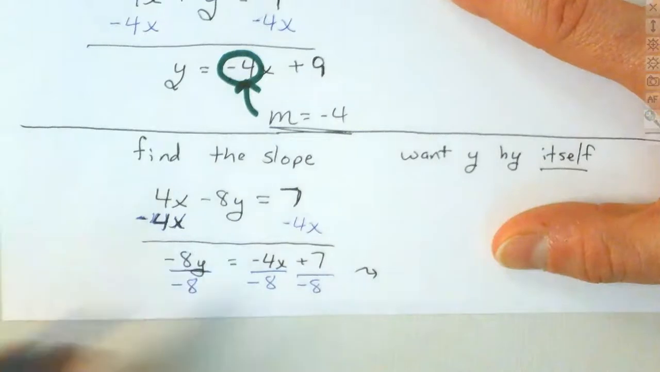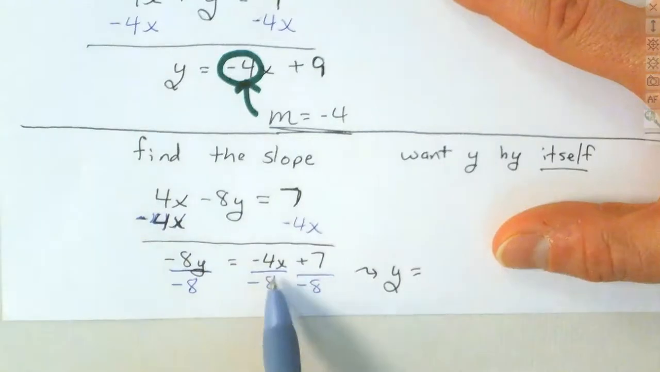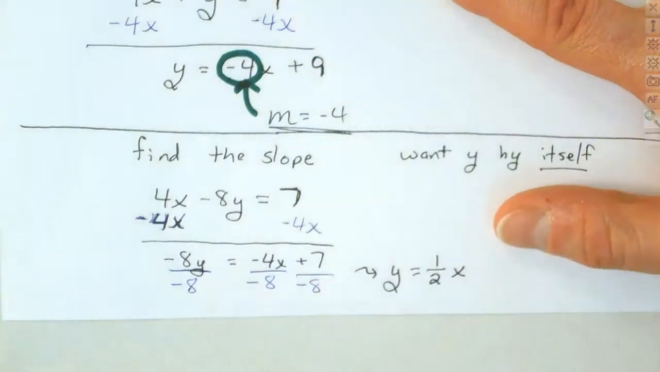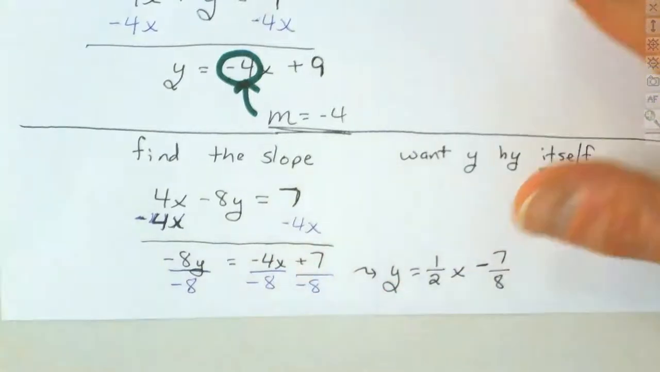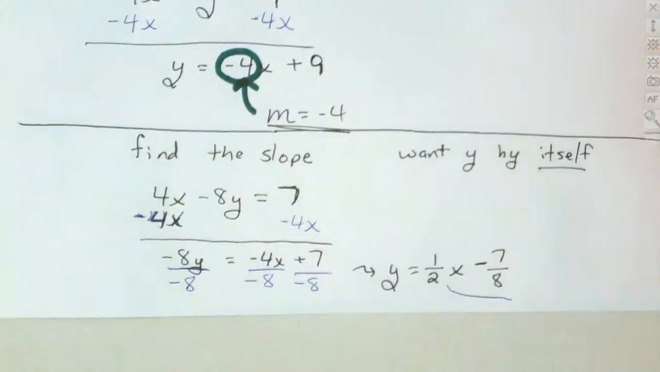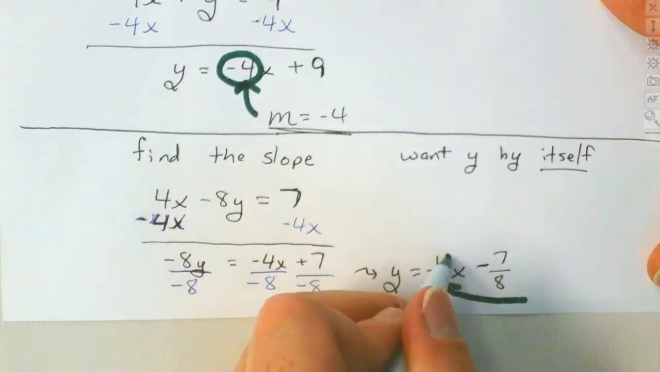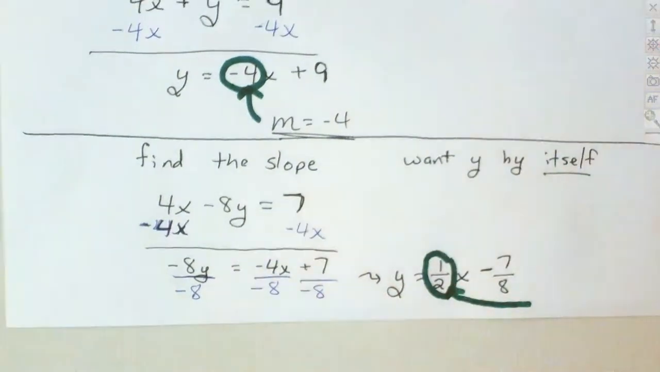So those can cancel, and that leaves you with y equals. And what about minus 4 over minus 8? Negative and negative makes it a positive, and 4 over 8, well, that reduces down to a what? 1/2. What about a positive over negative? Well, it leaves it as a negative, so that's going to be minus 7/8. What are we looking for here? We are looking for the number that is in front of the variable x. And what number is here? 1/2. So what is my slope? 1/2.